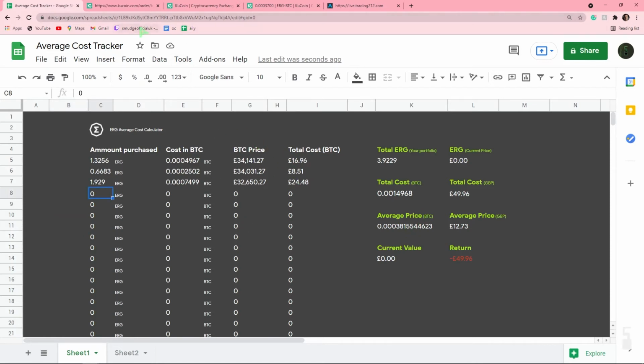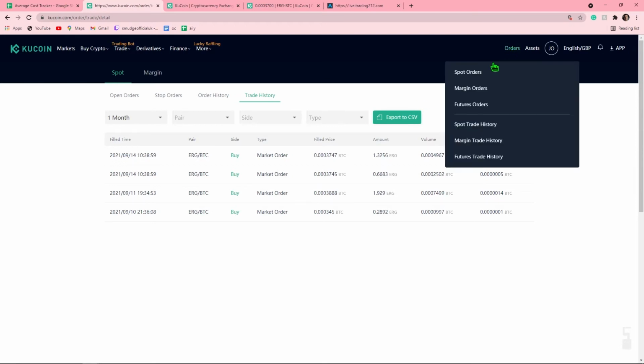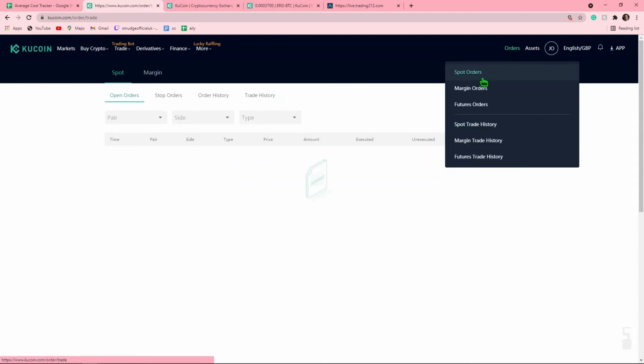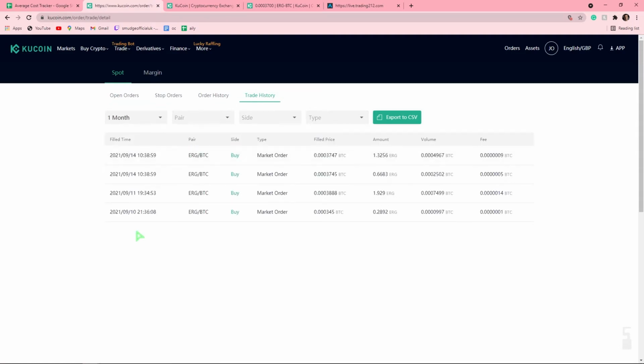Now what we're going to do is come along to Kucoin and go to our trade history. You can find your trade history in orders, then spot orders in Kucoin. When you're in spot orders, you want to find this option here, which is trade history. The trade history is going to show you some stats on all of your recent purchases. You can download this as a CSV file, which might make it a little bit easier. But for today, because I've only got 4 positions, 3 of which I've already put in, I'm just going to show you a copy and paste method.